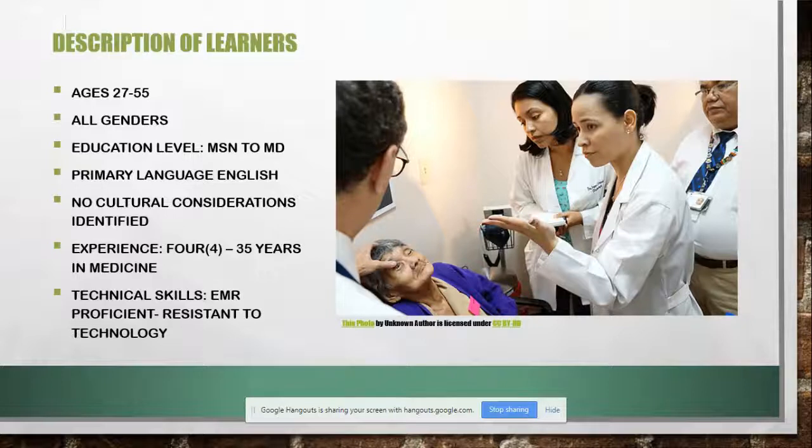My description of learners: ages 27 through 55, male and female. Education level is master prepared through medical degree prepared learners. Primary language is English. Cultural considerations were not identified. There were none identified. The experience of the learners is 4 years to 35 years in the medical field, and technical skills range from electronic medical record proficient to the owner and operator who is actually resistant to technology.